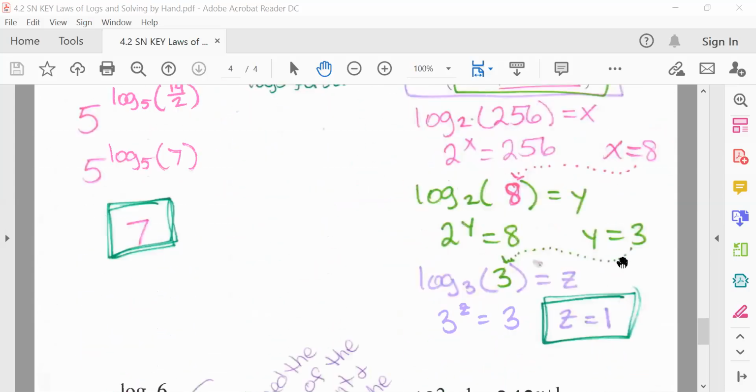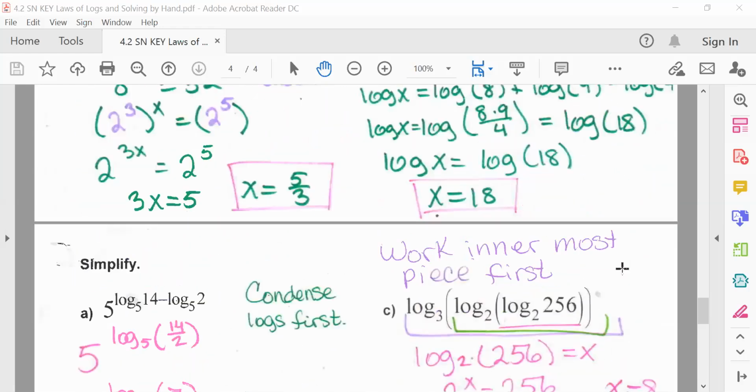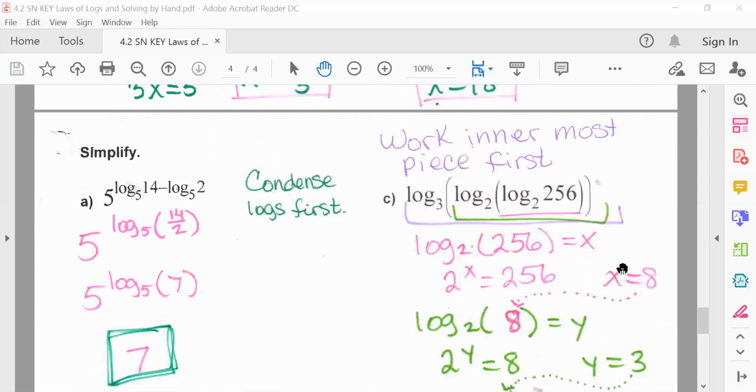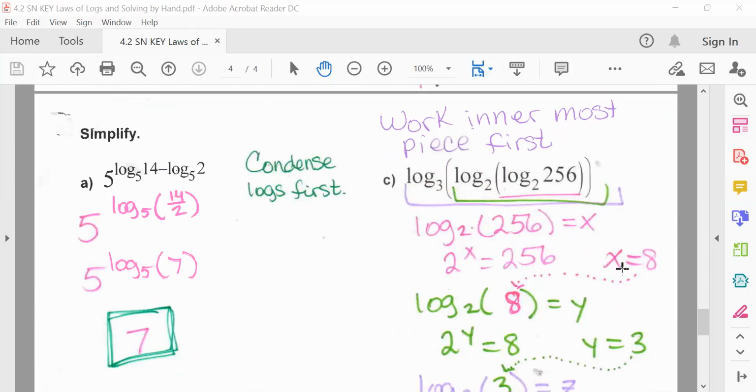All right, so just a handful more on this last page. We want to simplify and evaluate or find x. In the case of something like A, we want to find out what this equals. We want to get a numeric value for this as simplified as possible.